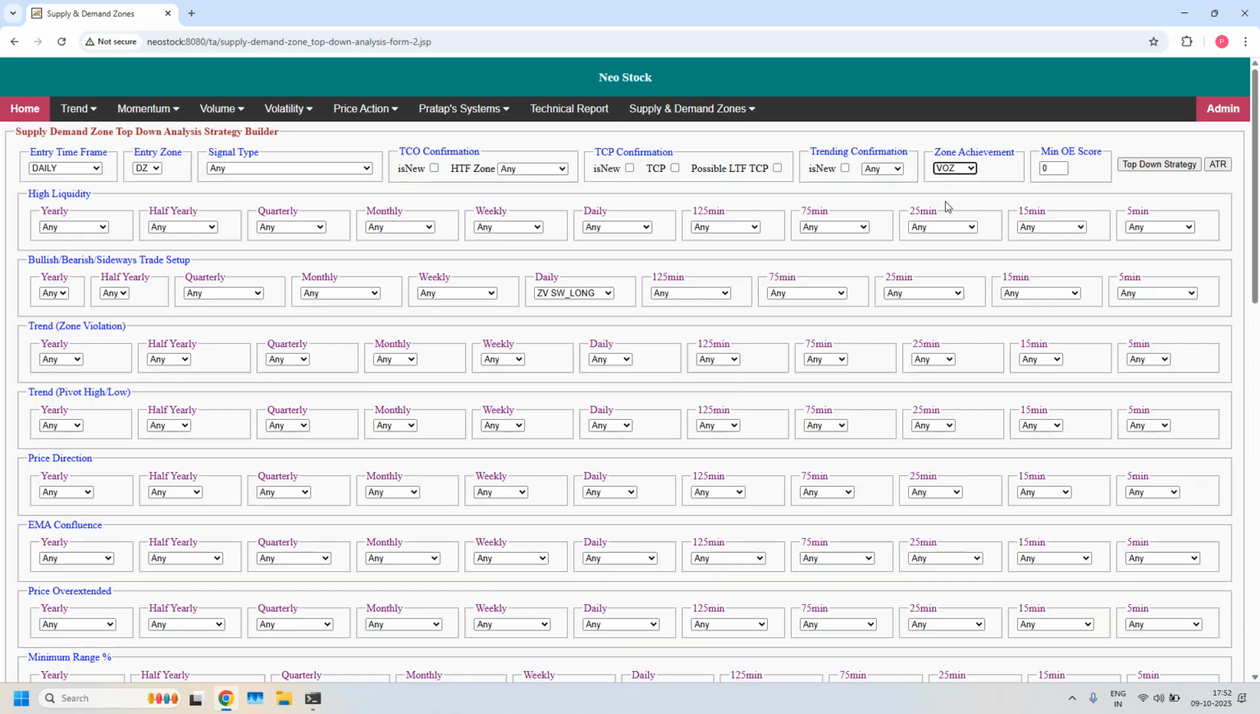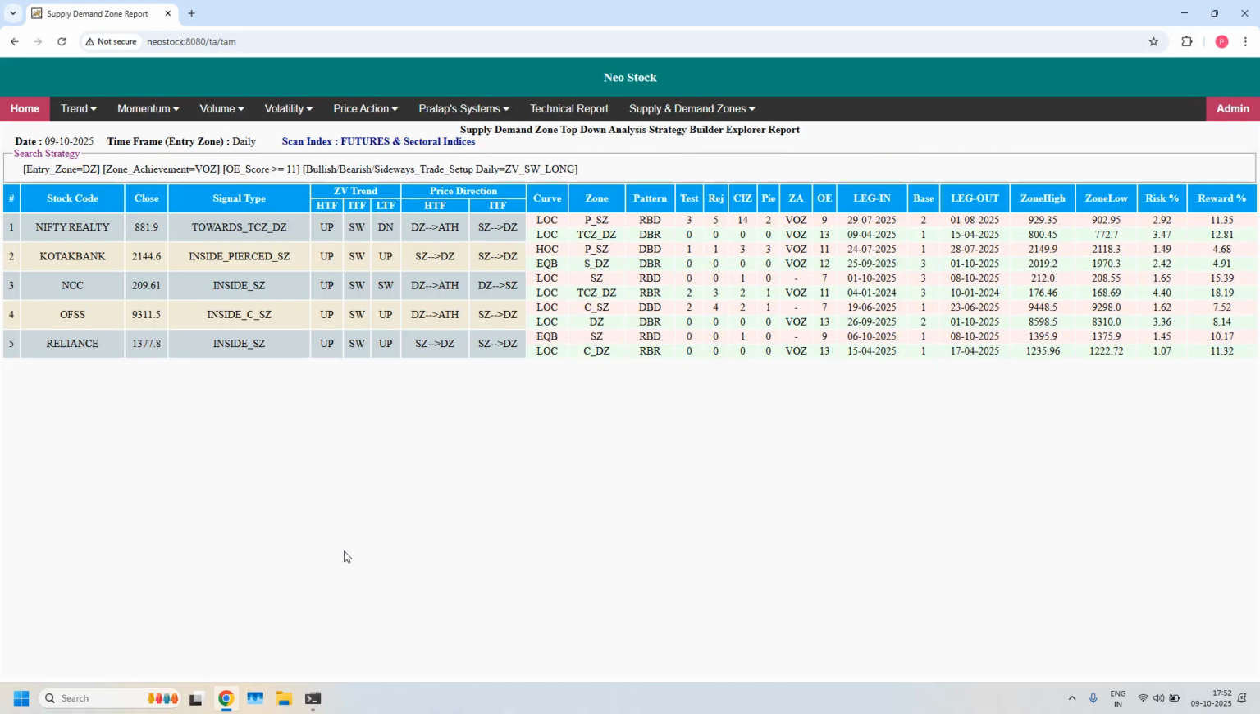Zone achievement violated opposing zone. Minimum odd and enhanced score 11 for sideways, and also I am allowing pierced zones for daily demand zones. If any pierced zone, you can apply pierced zone strategies instead of sideways long trade setup. So total 5 stocks we got, and all the entry time frame zones are daily demand zones. And also you should not forget, you should plan trades only if lesson 30.3 video checklist items are satisfied in these zones.